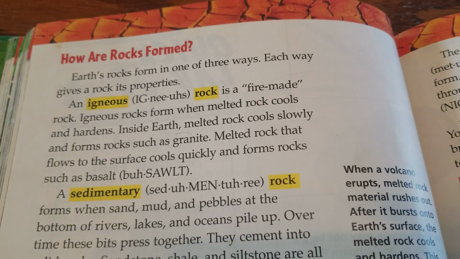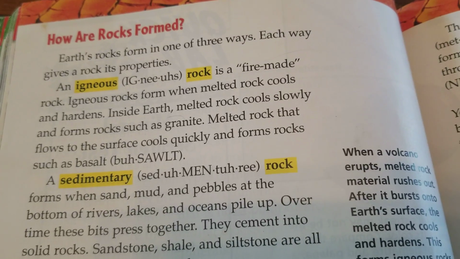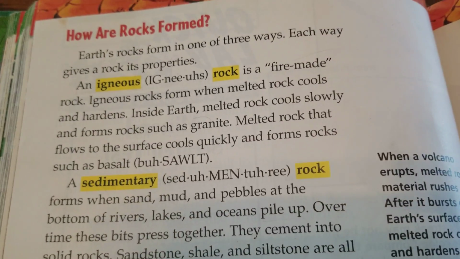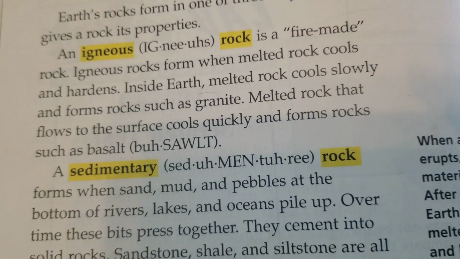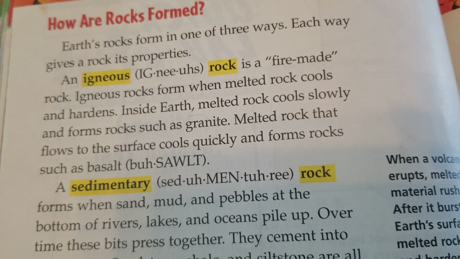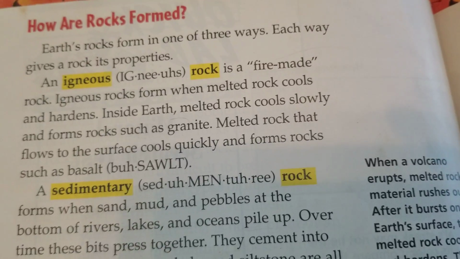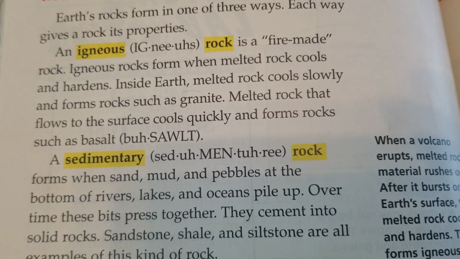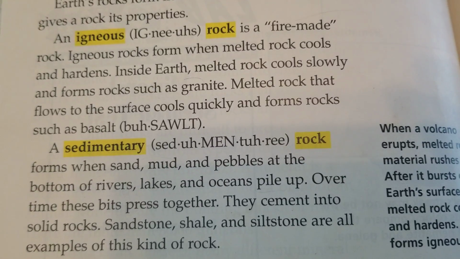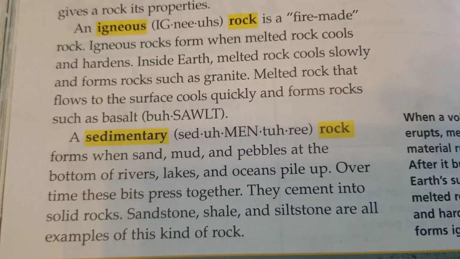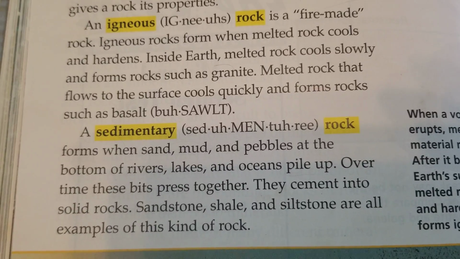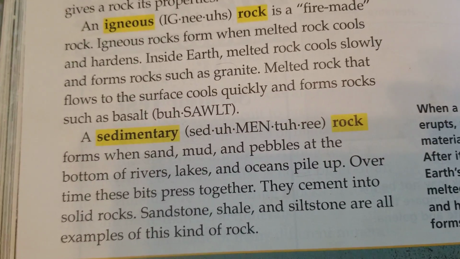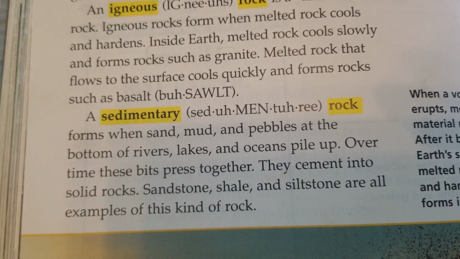How are rocks formed? Earth's rocks form in one of 3 ways. Each way gives a rock its properties. An igneous rock is a fire-made rock. Igneous rocks form when melted rock cools and hardens. Inside Earth, melted rock cools slowly and forms rocks such as granite. Melted rock that flows to the surface cools quickly and forms rocks such as basalt.